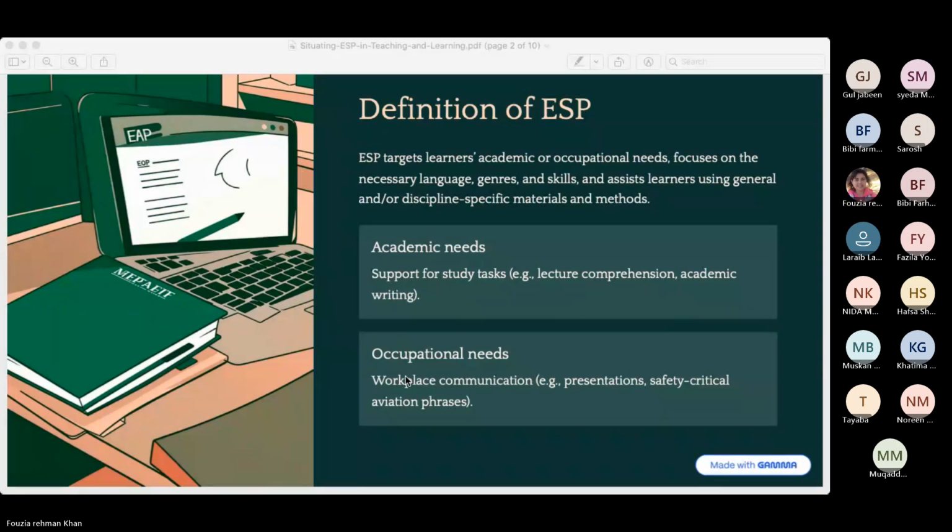Anyway, so getting back to the occupational needs, they refer to the needs of the learner in workplace settings.